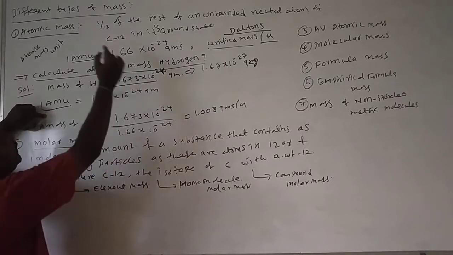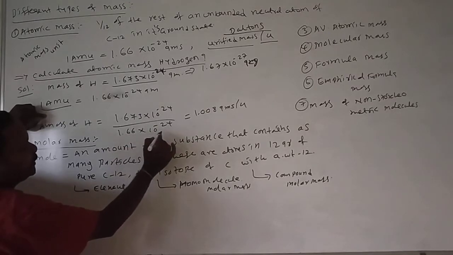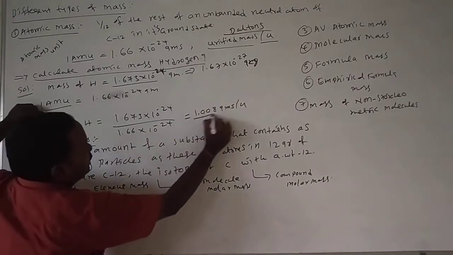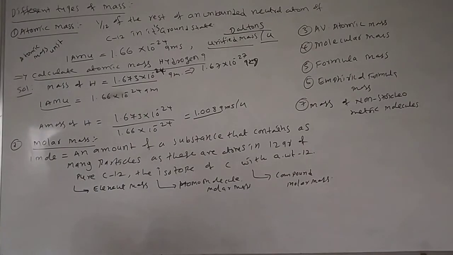What is the atomic mass unit? It is 1.66 × 10^-24. So 1.673 × 10^-24 divided by 1.66 × 10^-24, and we get 1.008. The atomic mass of hydrogen is 1.008. This is about the first one, atomic mass.